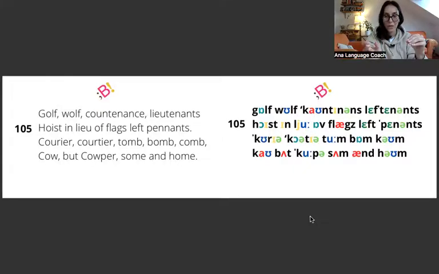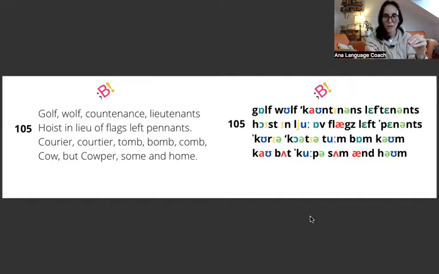Yeah, and then we have courtier, courtier. That's a difficult word. Tomb, tomb, bomb, and comb, the verb to comb your hair, right?